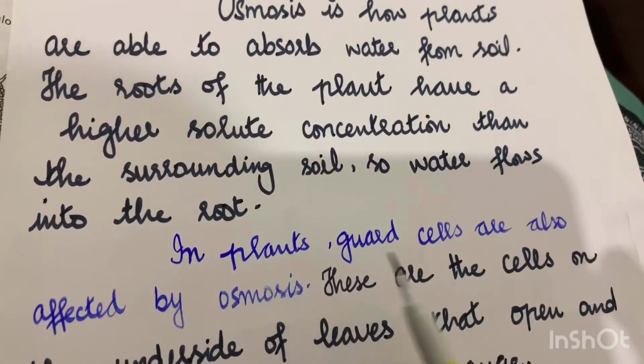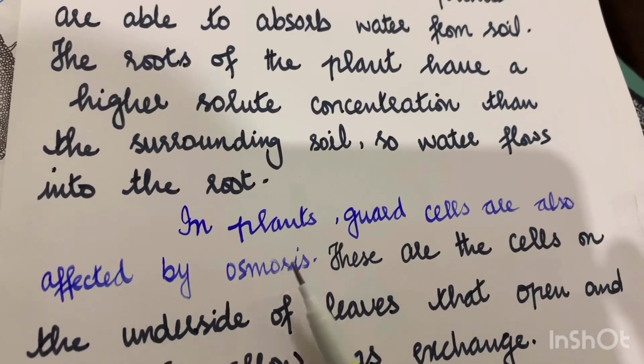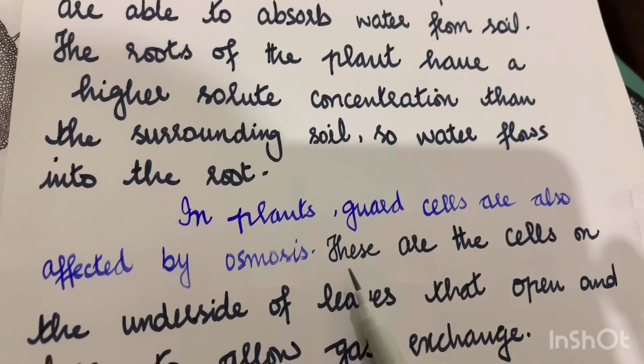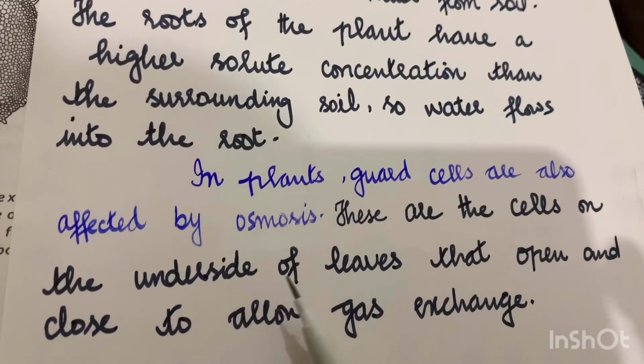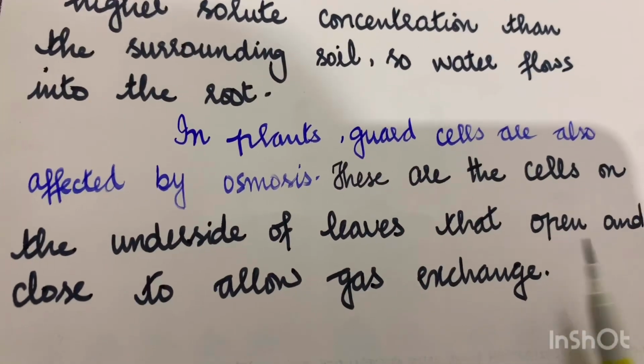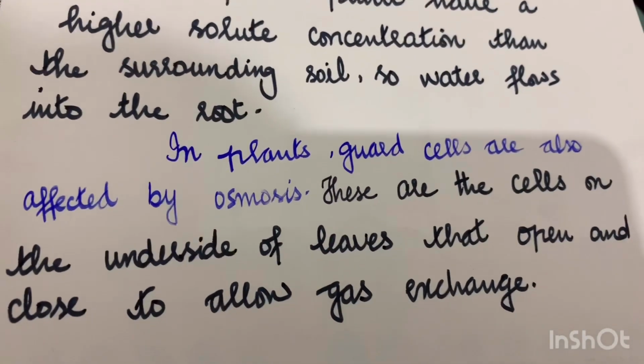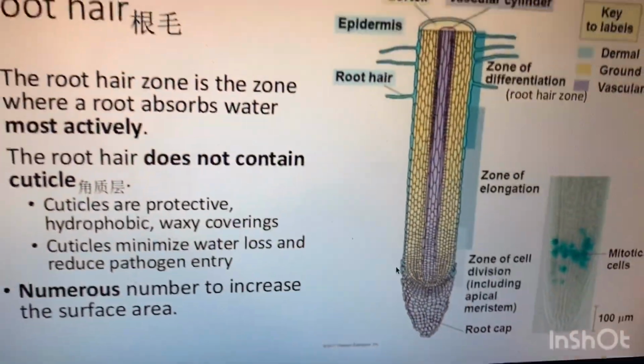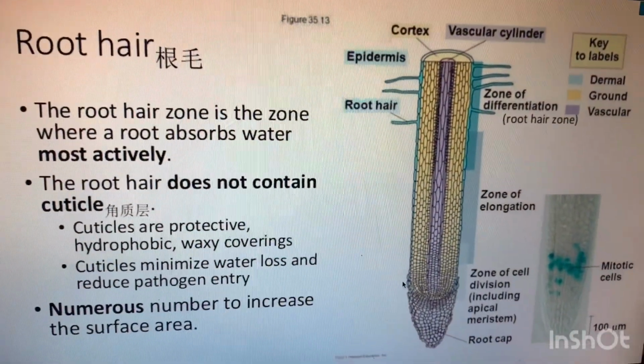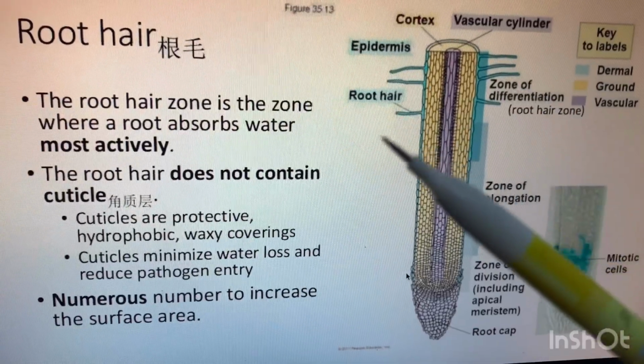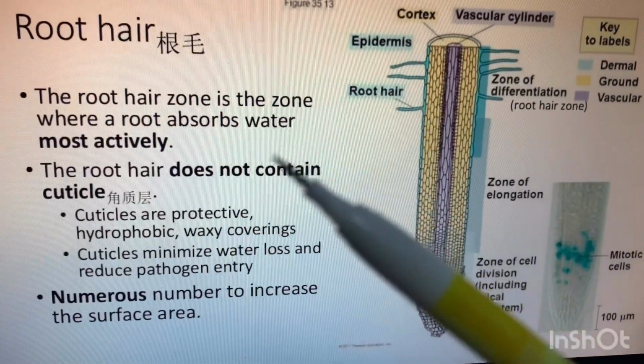In plants, guard cells are also affected by osmosis. Now, what are guard cells? These are the cells on the underside of leaves that open and close to allow gas exchange. Root and the water uptake: the root hair zone is the zone where a root absorbs water most actively.